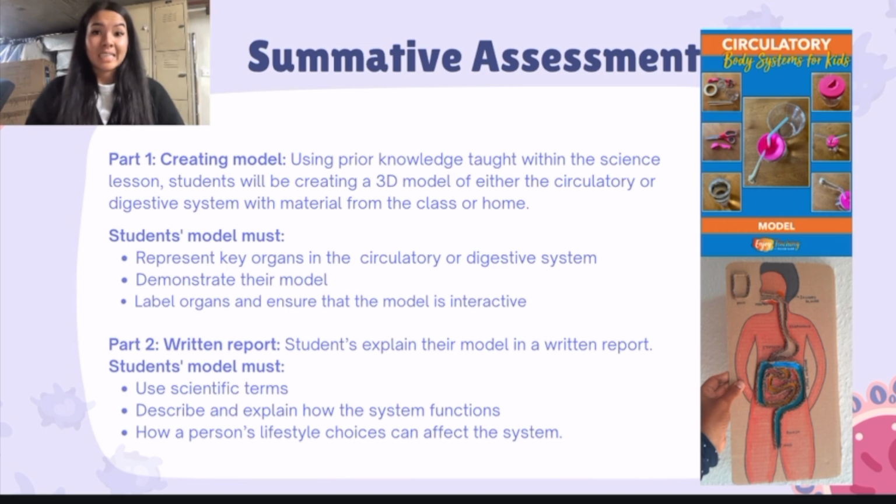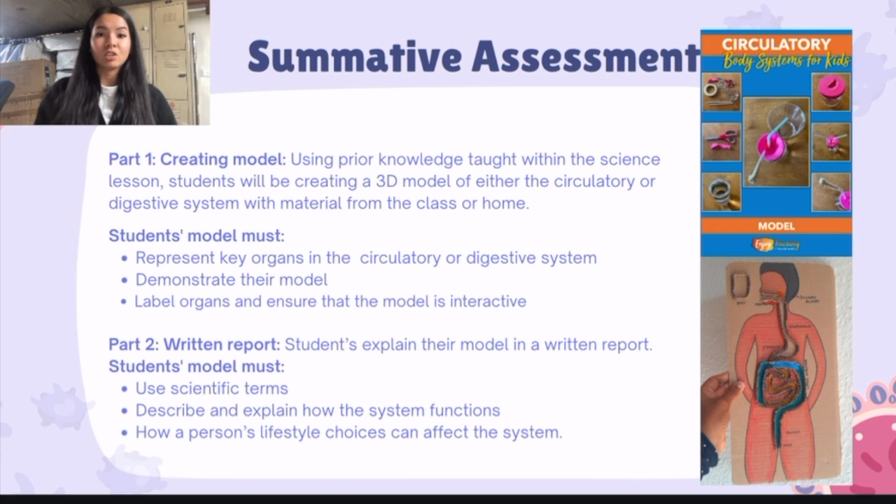For the summative assessment, there are two components. In Part 1, students will be using the prior knowledge gained during our science lessons, where they'll be designing and constructing a three-dimensional model of either the circulatory system or the digestive system. They'll be encouraged to use materials provided in the classroom or sourced from home to bring the model to life. This hands-on task will allow students to apply what they've learned in a tangible and engaging way.